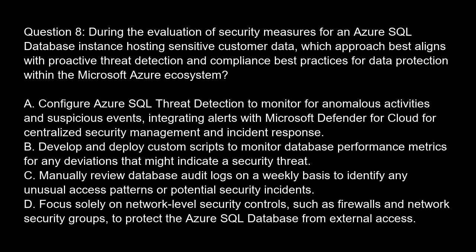Option A. Configure Azure SQL threat detection to monitor for anomalous activities and suspicious events, integrating alerts with Microsoft Defender for Cloud for centralized security management and incident response. Option B. Develop and deploy custom scripts to monitor database performance metrics for any deviations that might indicate a security threat. Option C. Manually review database audit logs on a weekly basis to identify any unusual access patterns or potential security incidents. Option D. Focus solely on network-level security controls, such as firewalls and network security groups, to protect the Azure SQL database from external access.